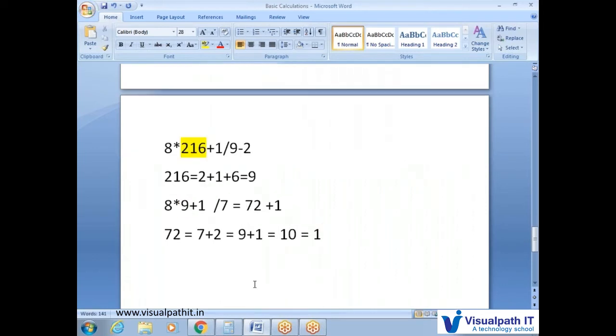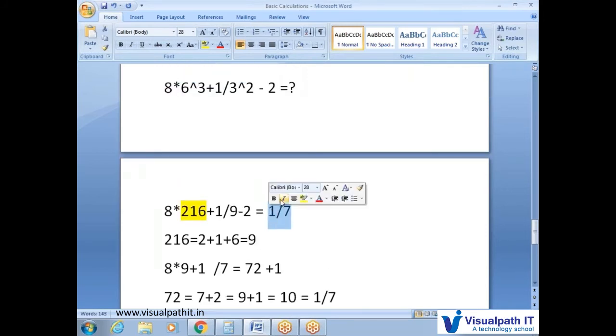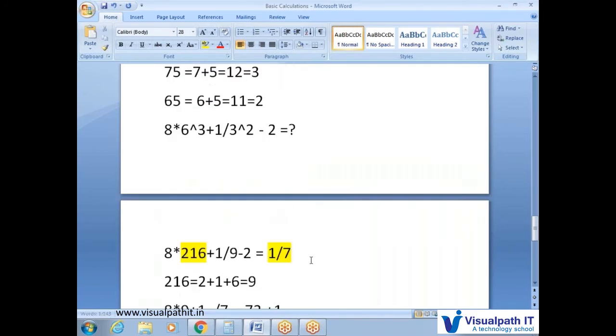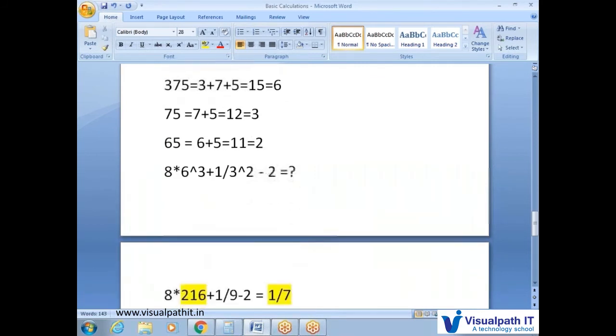So what is the numerator value? 1. The denominator is 7. So altogether 1 by 7. The LHS answer is 1 by 7. So this is the LHS value, equal to the RHS value, 1 by 7.